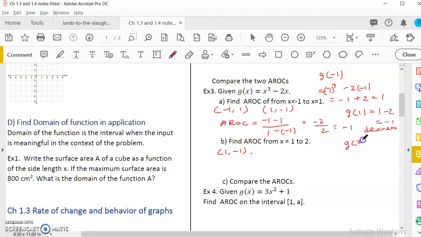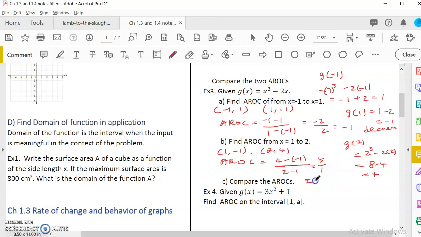So g of 2 is 2 cubed minus 2 times 2. So it is 8 minus 4, equal to 4. So we write down 2 comma 4. So AROC would be 4 minus -1 over 2 minus 1. So it's 5 over 1, equal to 5.